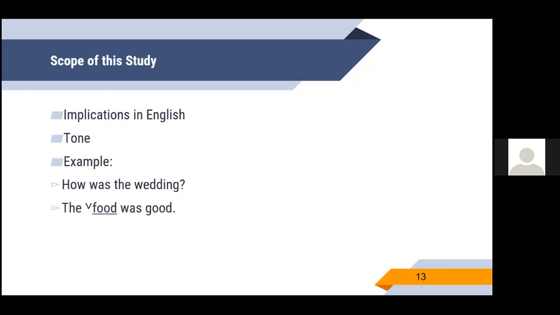Now, this implication implies something. It implies that probably the food was good, but the rest of the party was not very good. Implications can be left open or closed. In this case, it is left open because you can imagine what comes next. You can imagine the words that are not explicit.